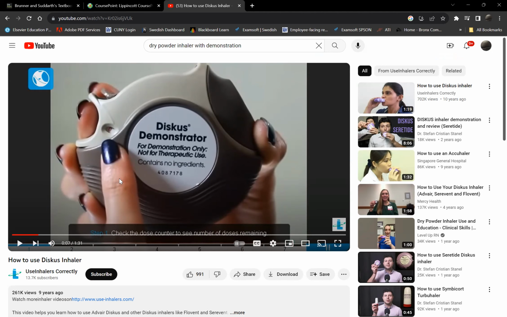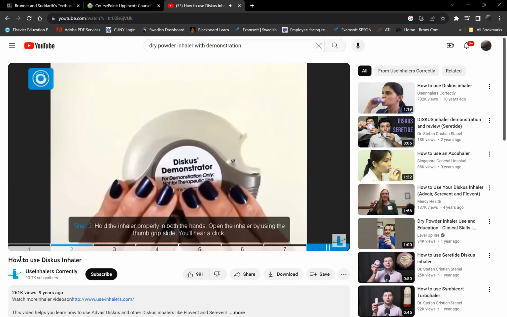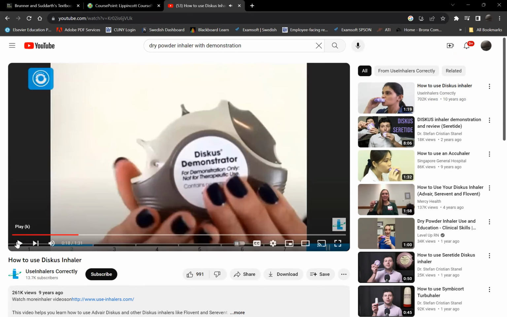So these are your LABAs. Earlier, the SABAs are usually your short acting. They come in a metered dose inhaler. LABAs usually come in powder. See the number of doses remaining. Hold the inhaler properly in both hands. Open the inhaler by using the thumb grip slide. You'll hear a click. So after that first click, turn the disc, exposing one capsule.